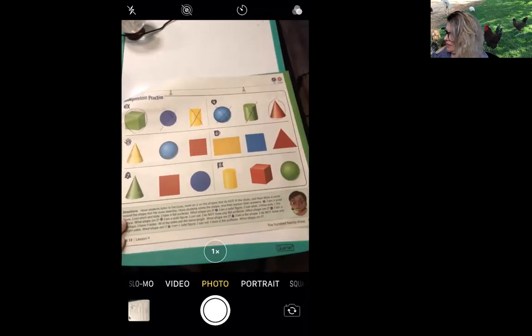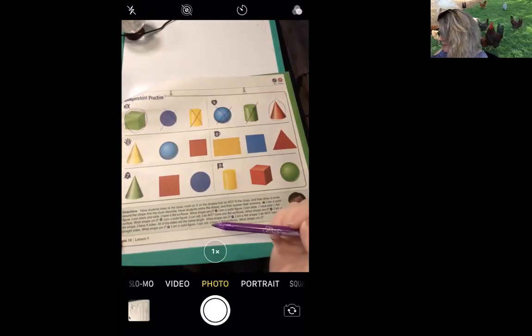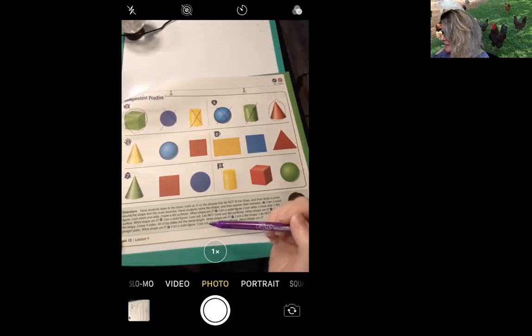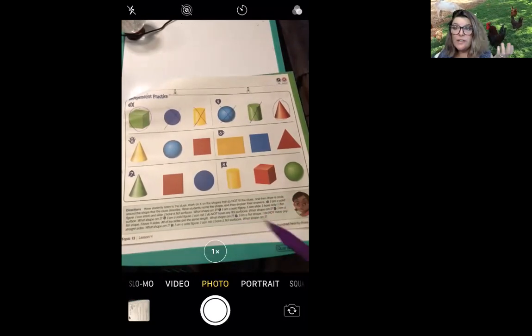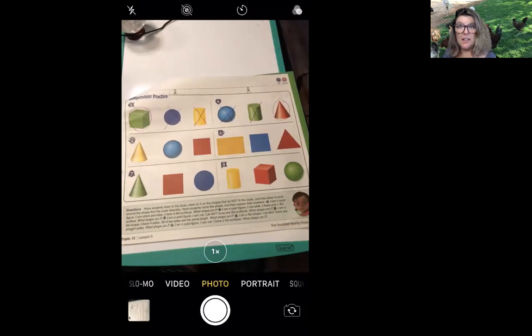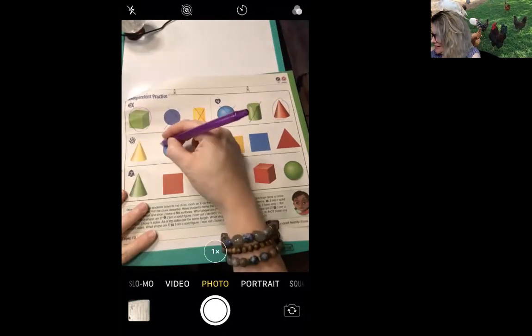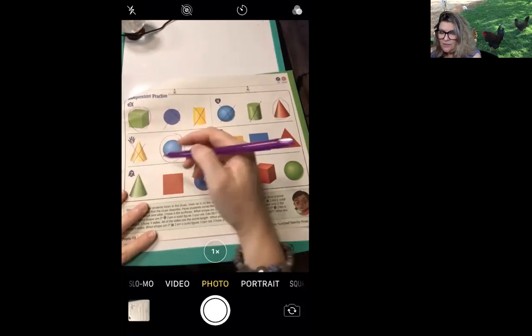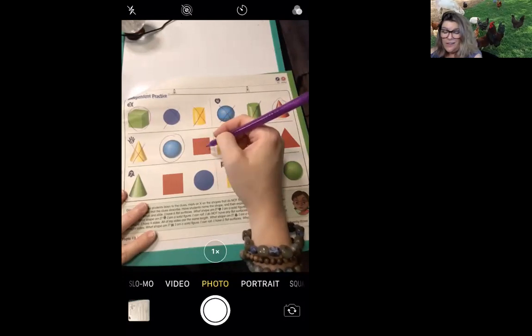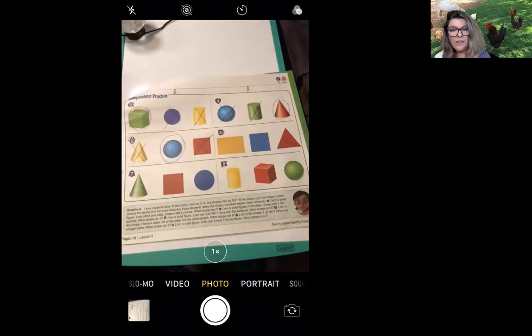Nice work. Number 5. I am a solid figure. I can roll. I do not have any flat surfaces. Oh, that's easy, you guys. Which shape doesn't have any flat surfaces? A sphere, you're right. So this sphere is the answer because the cone has a flat surface at the bottom, and this isn't a solid figure. This is a flat shape. There you go.